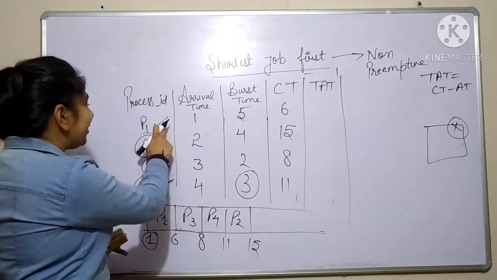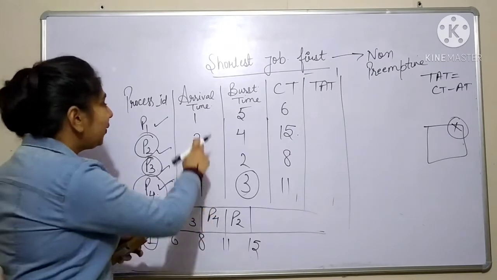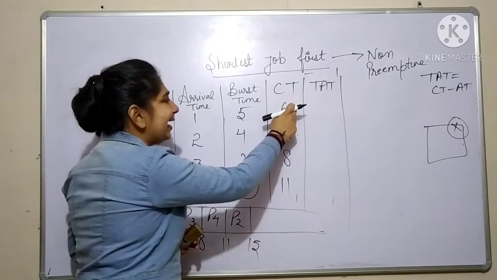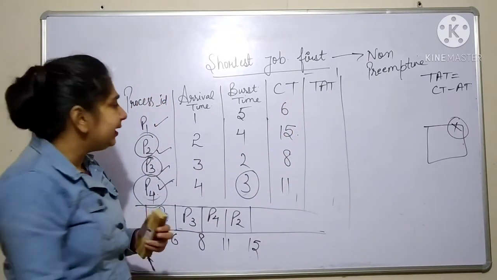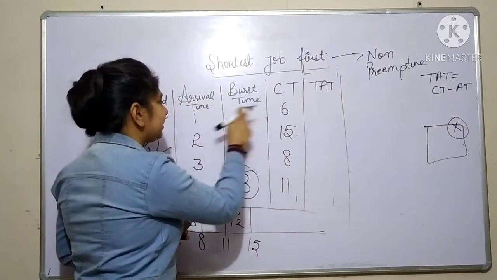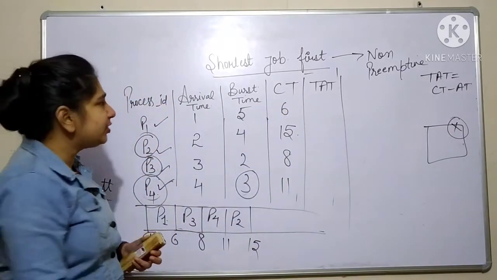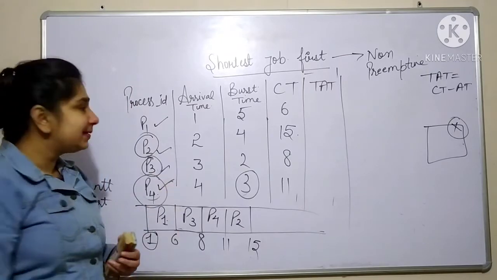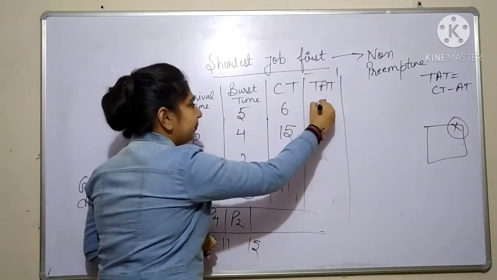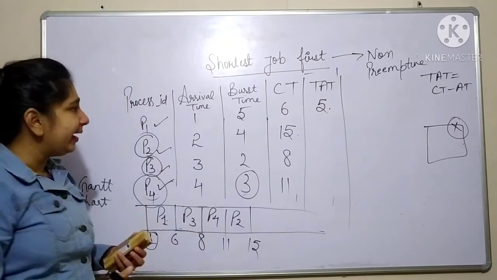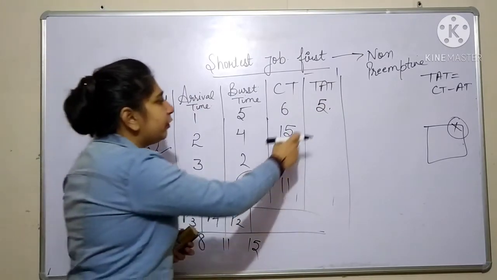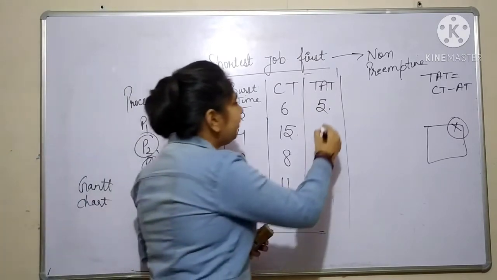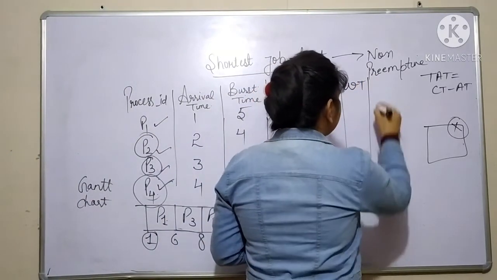Your process P1 arrived in the main memory at 1 and it gets terminated at 6. So how much is the turnaround time of process P1? 6 minus 1, 5. It remained alive in the cycle for 5 units of time. Let me make waiting time and response time here.